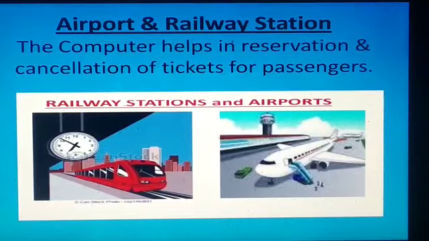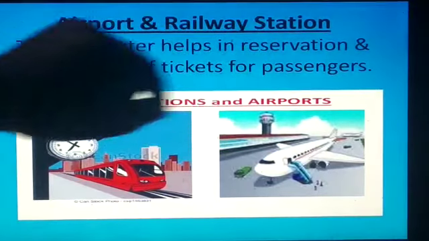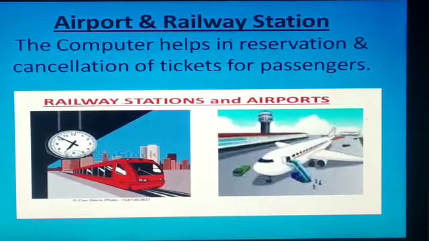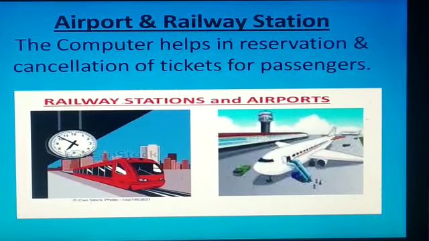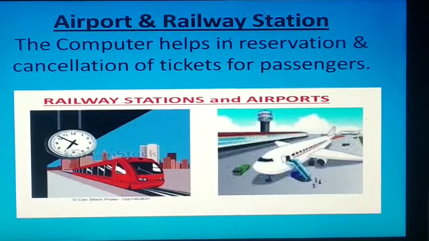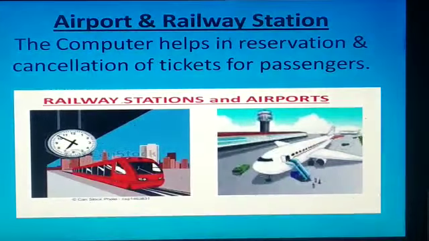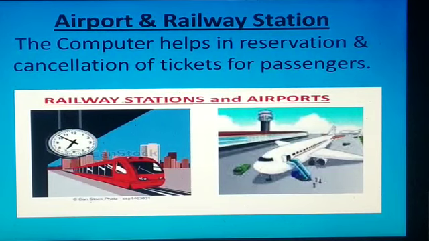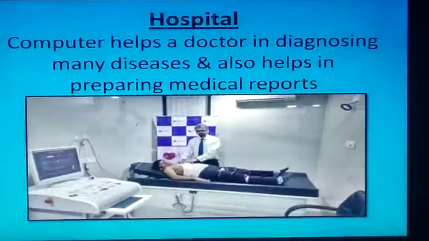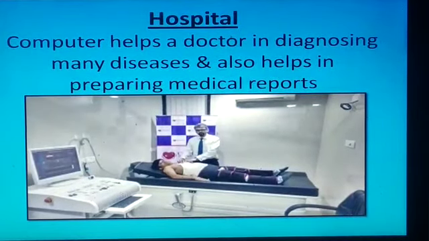Now next, airport and railway station. The computer helps in reservation and cancellation of tickets for passengers. If you want to go somewhere through aeroplane, first you have to do reservation of a ticket. It is all done through computer. Similarly in the railway station. Next is hospital.